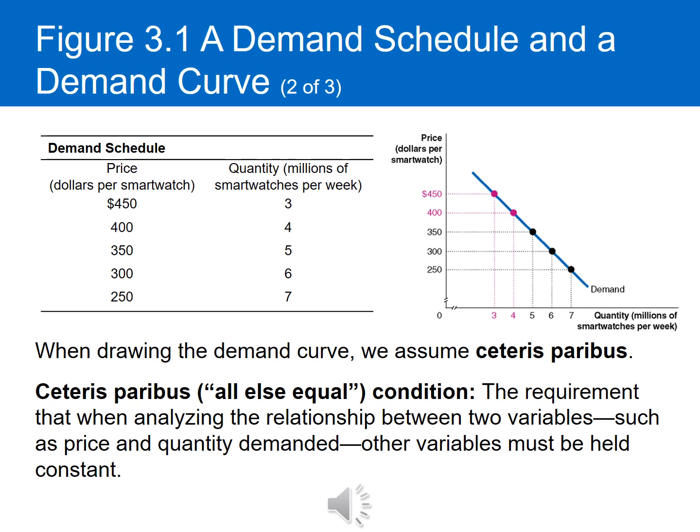So we call this in economics the ceteris paribus condition, which is Latin for all else equal. The basic idea is that when we analyze the relationship between two variables, in this case between price and the quantity demanded, all the other variables must be held constant. It's a bit of a simplification, but it's so that we can understand the effect that a change in one variable has on the other variable.